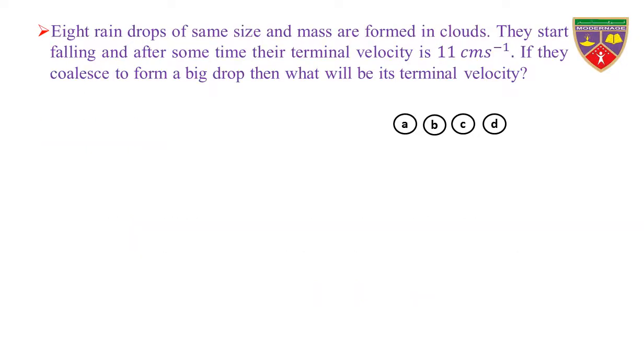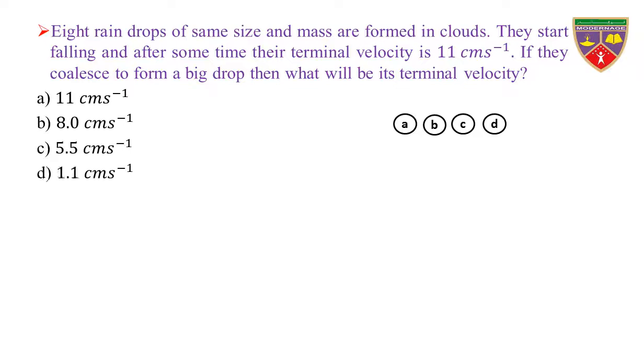8 raindrops of same size and mass are formed in clouds. They start falling and after some time their terminal velocity is 11 centimeter per second. If they coalesce to form a big drop, then what will be its terminal velocity? Option A, 11 centimeter per second; option B, 8.0 centimeter per second; option C, 5.5 centimeter per second; option D, 1.1 centimeter per second. The key is 5.5 centimeters per second. Therefore, the correct option is C.